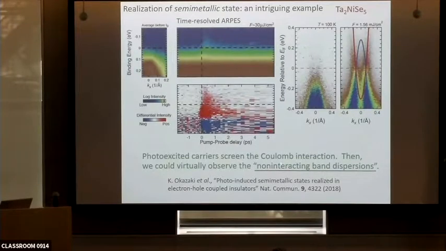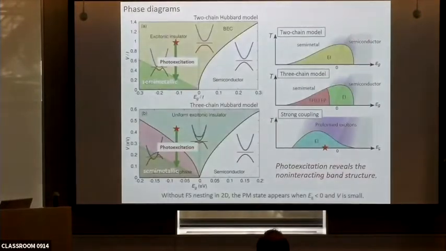We have the non-interactive band dispersion, which is semi-metallic. And with hot excitation, free carriers screen the Coulomb interaction, then we could virtually observe this non-interactive band dispersion. This is another interpretation, I think. In this phase diagram, we have the excitonic insulator somewhere here, and photo-excitation shifts this peak position down here, semi-metallic. And in the three-band models, the same thing.